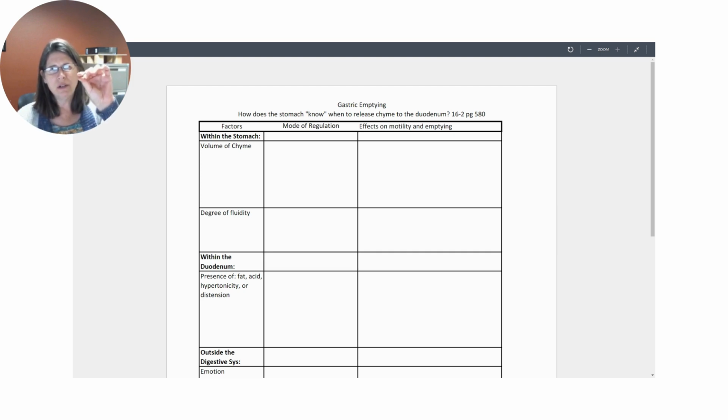We're just going to do little bits of it, little squirts. The reason is because, remember, this is mixed with hydrochloric acid, and the duodenum doesn't have quite the same protections that the stomach does. So we're just going to do a little bit, but that's going to influence the next segment here.